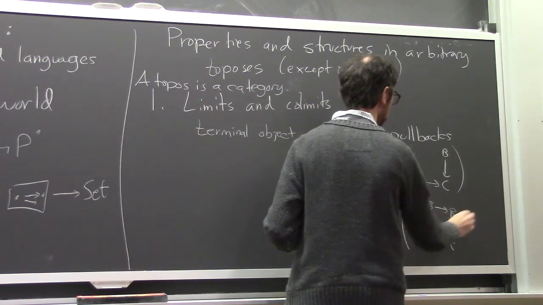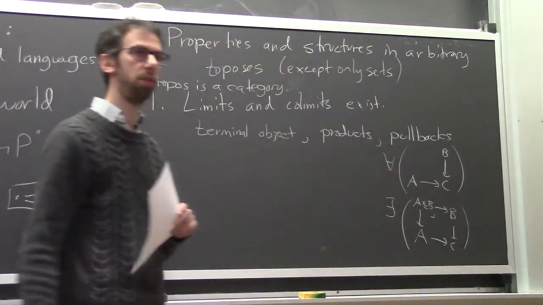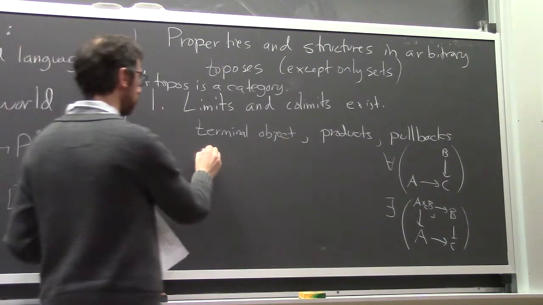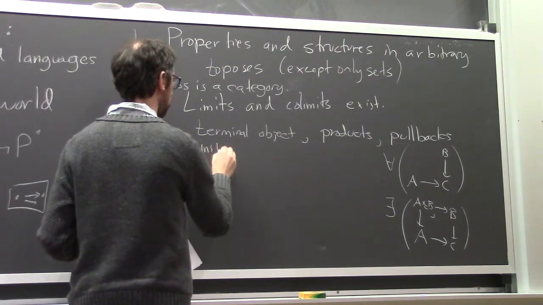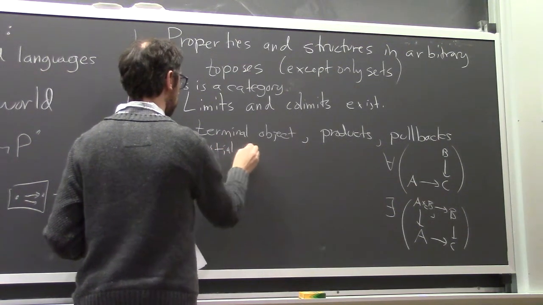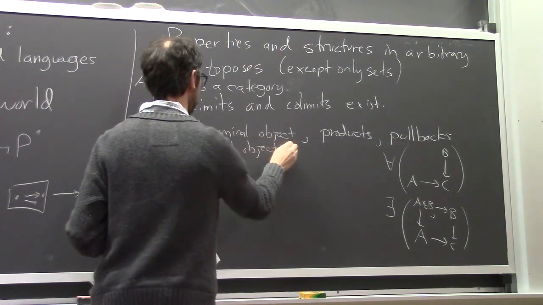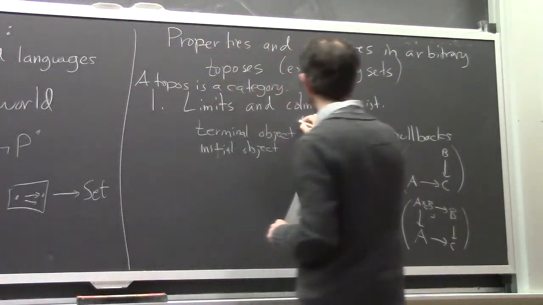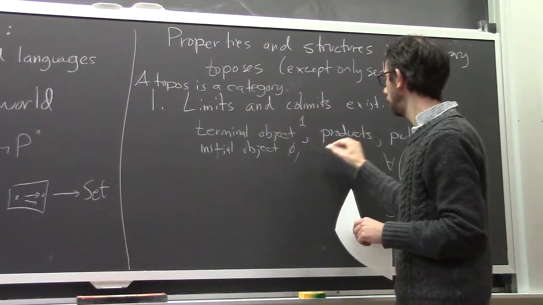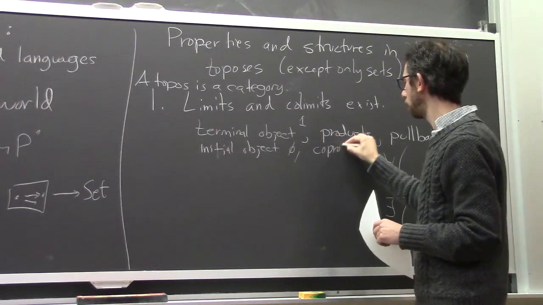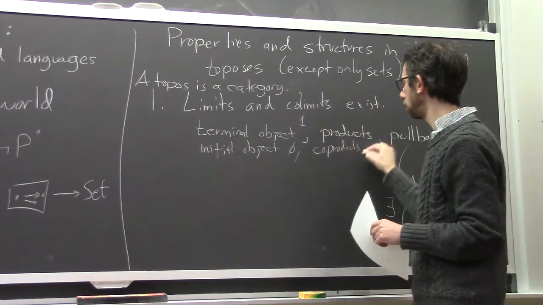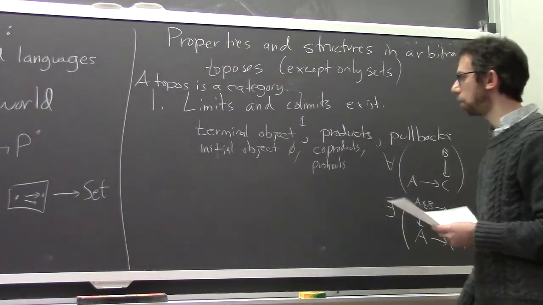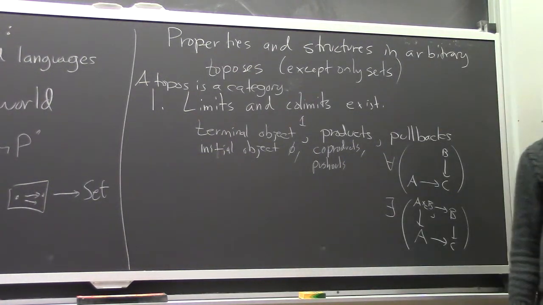That is a pullback in the way we talked about last time. Every diagram has a pullback. There's an initial object. So toposes are categories with lots of nice properties. They have a terminal object, they have an initial object, they have products, they have coproducts, they have pushouts. They have all this structure in them. Not every category has that.